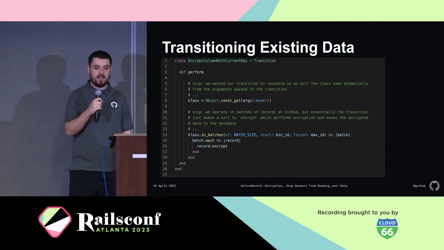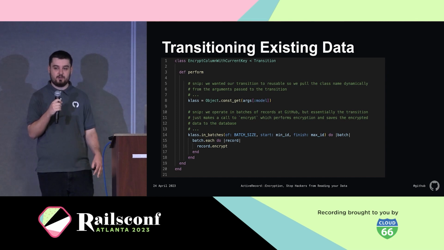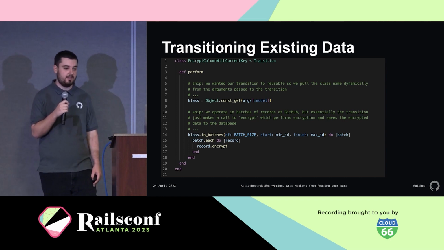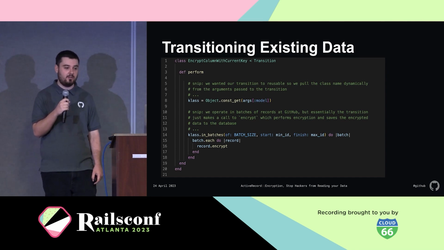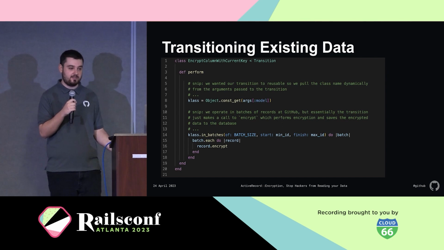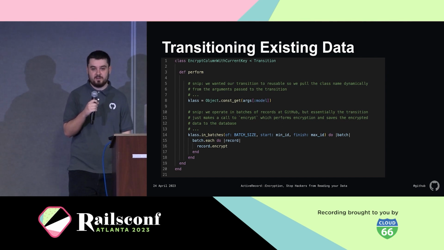So I wanted to touch lastly on transitioning data. How do we ensure that all of the data for a newly encrypted attribute is encrypted in the database? When a developer adds the encrypts method to a token in one of their models, they're able to run what's called a transition. At GitHub, we have what's called transitions. It's essentially a reusable migration. So it's similar to a Rails migration. However, it can be reused across different models.